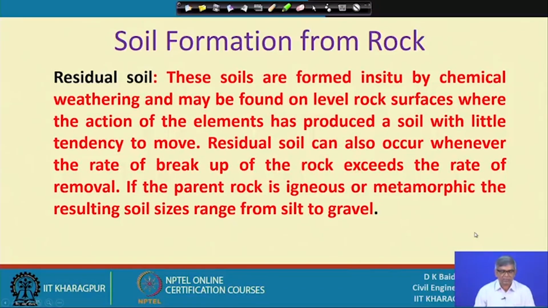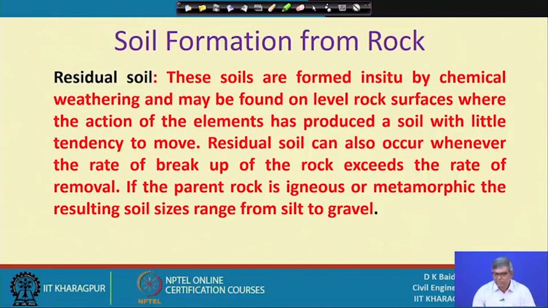Then residual soil. Both wind and water soils are transported soil. Residual soil is another soil where the soil forms and is deposited there itself, with no movement. And for this there is a process, which is generally a chemical process. So, these soils are formed in situ. In situ means in the place itself, where the rock itself, because of these changes, transforms into soil. That is residual soil.